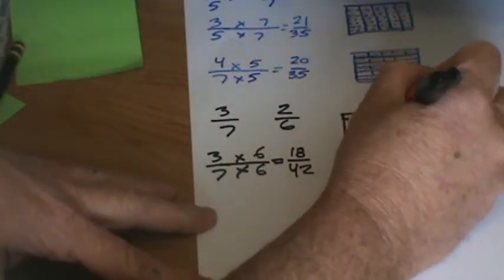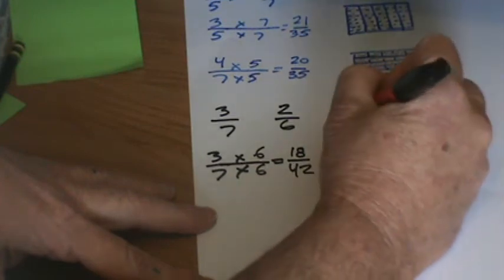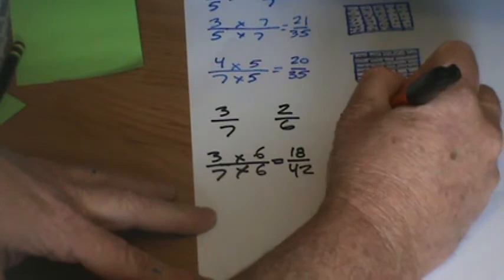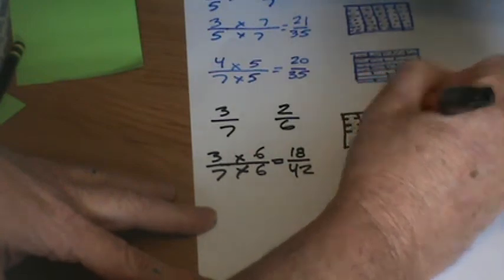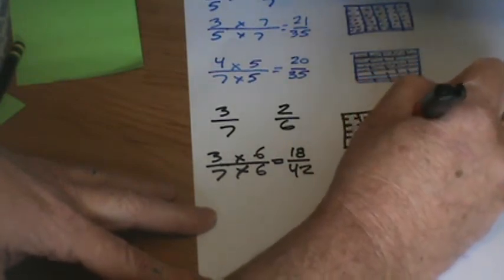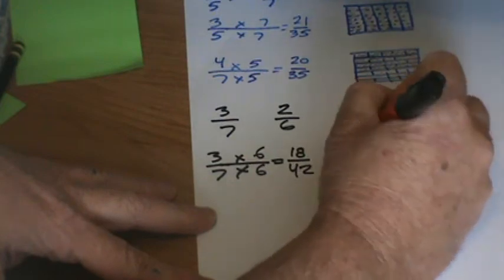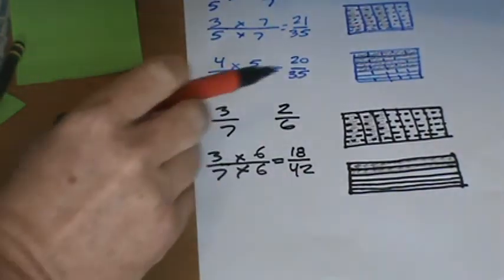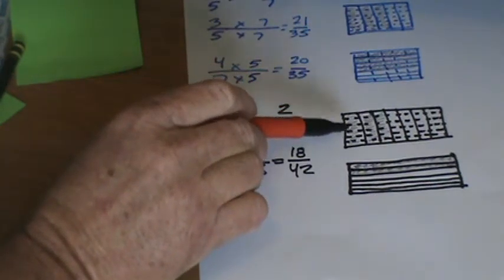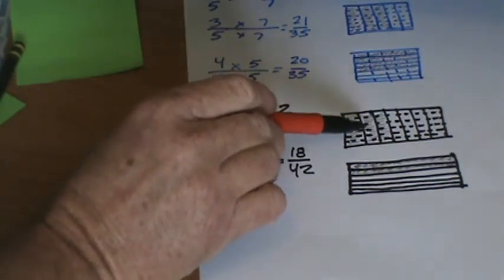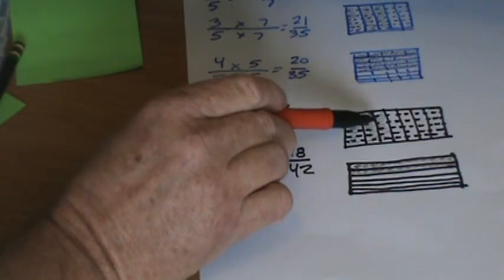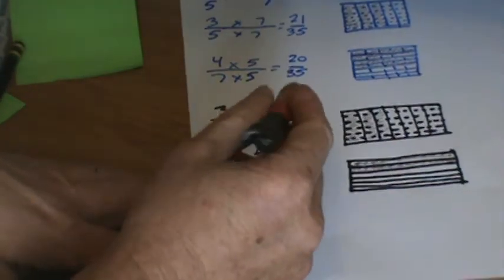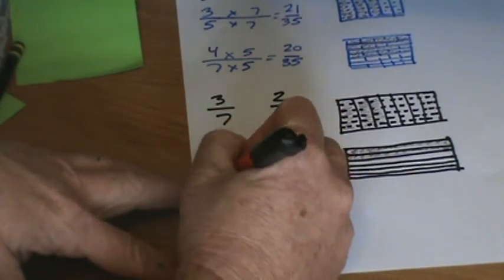1, 2, 3, 4, 5, and 6. Okay, so we have 1, 2, 3, 4, 5, 6, 7, 8, 9, 10, 11, 12, 13, 14, 15, 16, 17, 18. 18 42nds. Now let's do it with the 2/6.